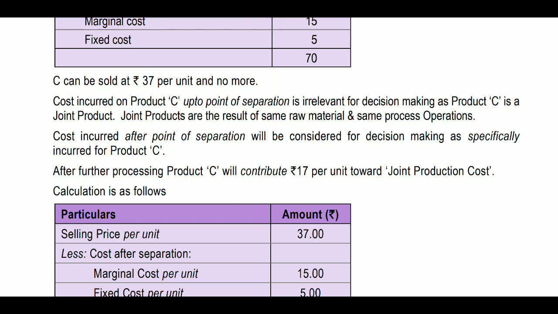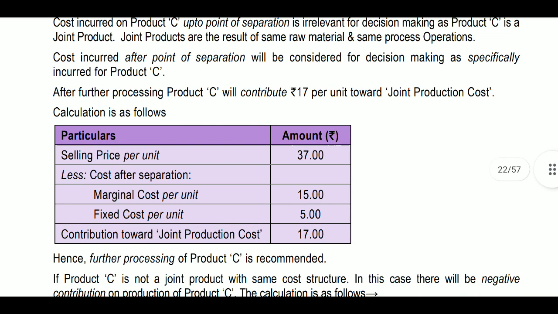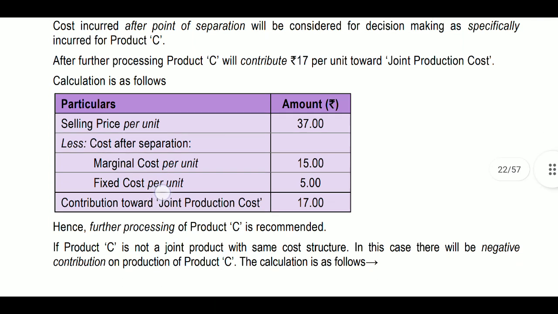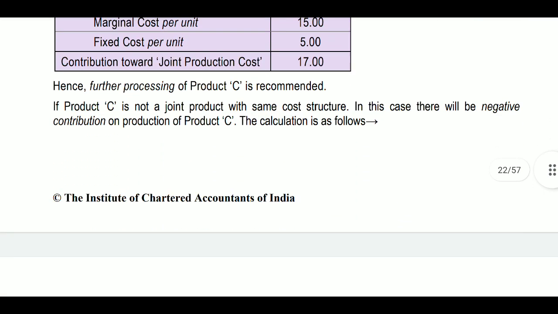Next, after further processing, product C will contribute 17 rupees. So if further processing is done, you will get 17 rupees from C. So selling price will be 37. Cost after separation: marginal cost per unit 15, fixed cost per unit 5 rupees, contribution towards joint production cost 17 rupees. So further processing is better. We will recommend C for further processing.